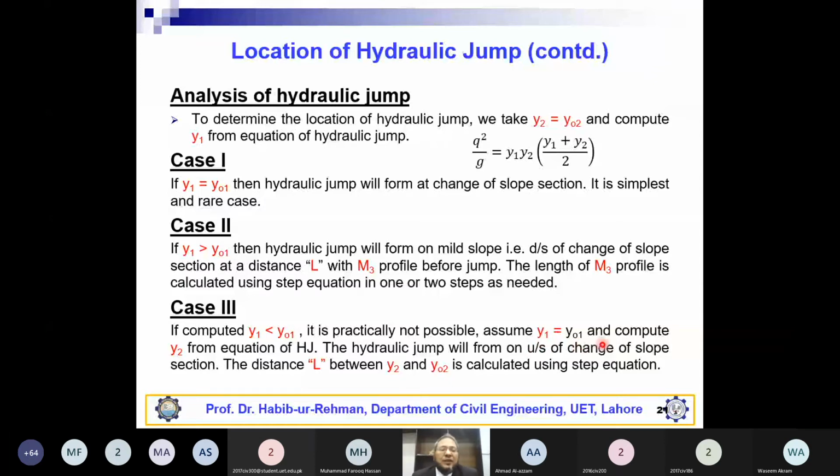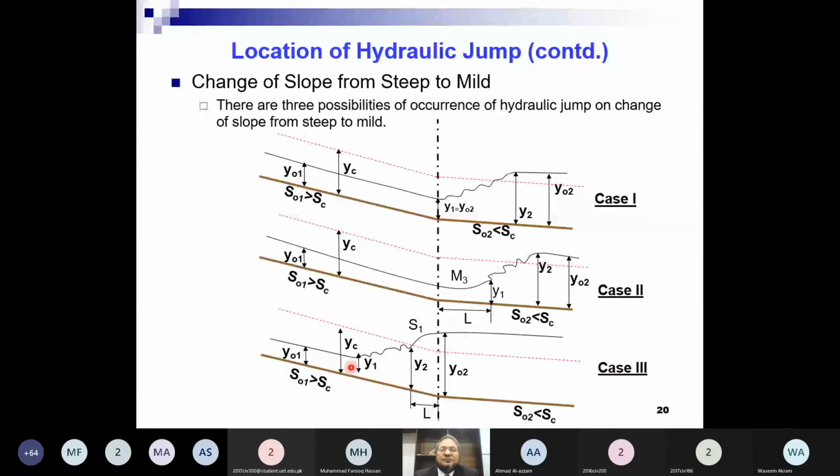And then we will compute y2 from the equation of hydraulic jump, from this equation. And when you compute y2, you will find that this y2 value would be less than y02, which is this one. Okay, so that shows that the hydraulic jump will form on the upstream of the change of slope location. So this is the location of the hydraulic jump.